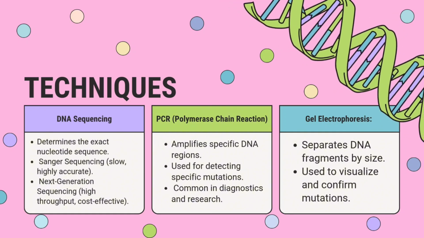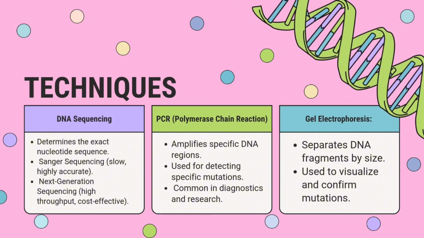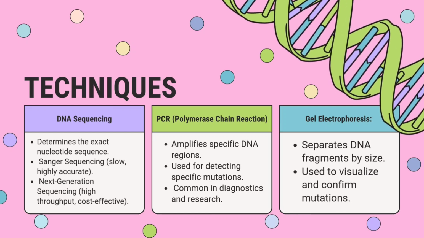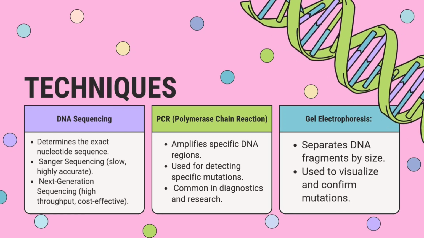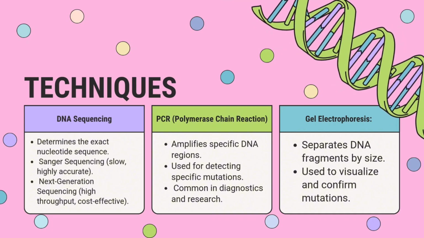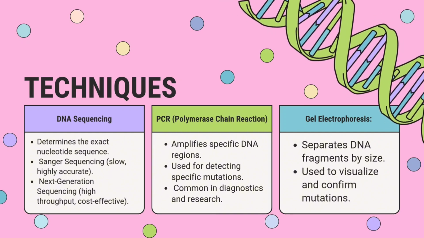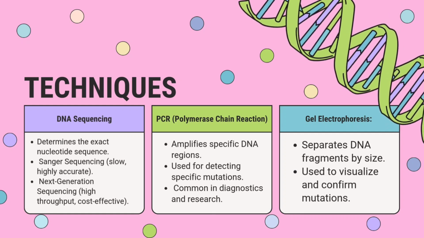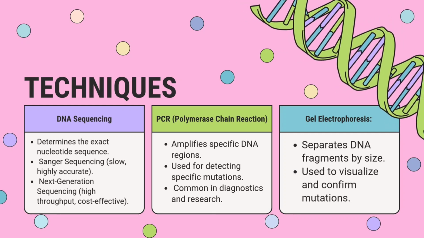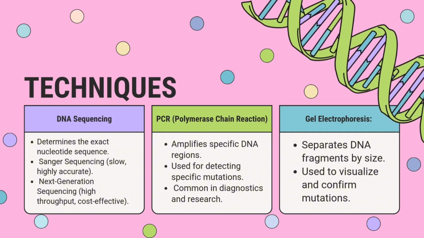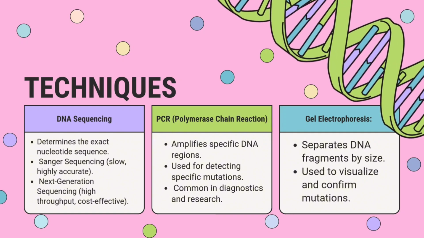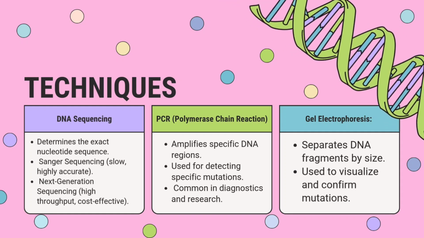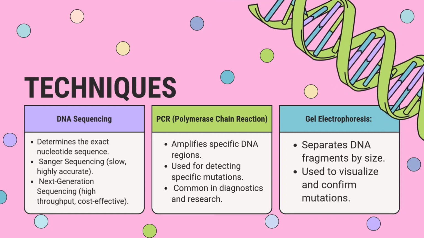Gel electrophoresis. After PCR amplification, gel electrophoresis is often employed to visualize and analyze DNA fragments. This technique separates DNA based on fragment size by applying an electric current to a gel matrix. The DNA fragments, which are negatively charged, move toward the positive end of the gel, with smaller fragments moving faster than larger ones. This separation allows researchers to compare fragment sizes and detect structural changes in the DNA, which may indicate the presence of mutations.